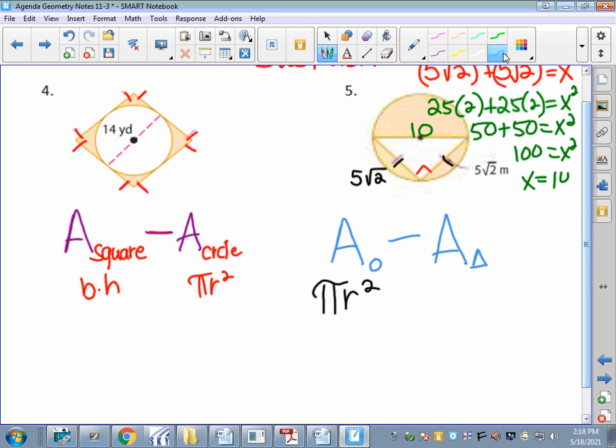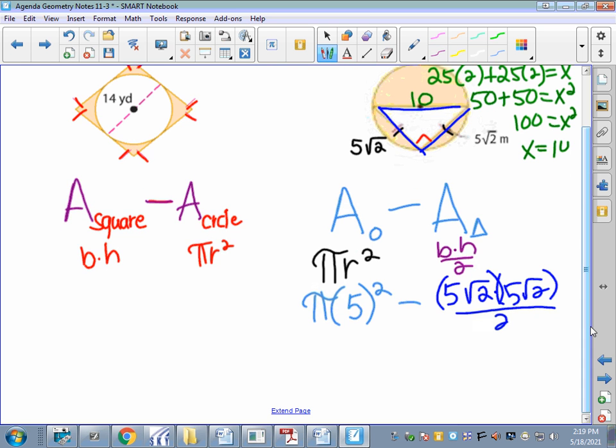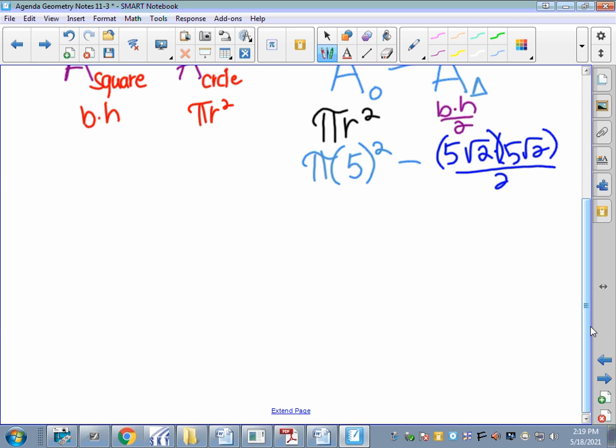So the area of a circle is pi times the radius squared. We just found the diameter, right? So pi times 5 squared minus my area of my triangle, which is base times height, all divided by 2. With this right angle here, the base is 5 square roots of 2 and the height is 5 square roots of 2. So 5 square roots of 2 times 5 square roots of 2, all over 2. Put those guys in parentheses. Do each problem separately. I probably need to grab my calculator.